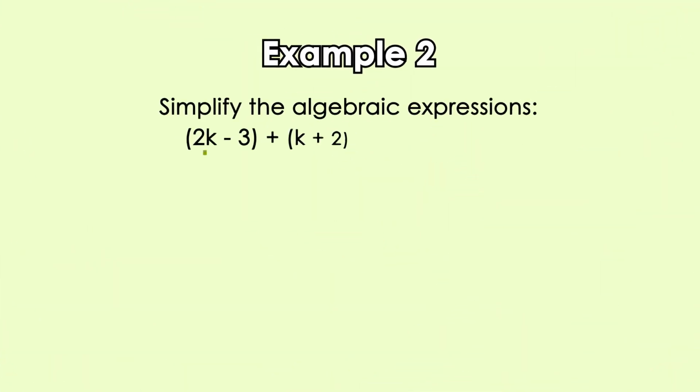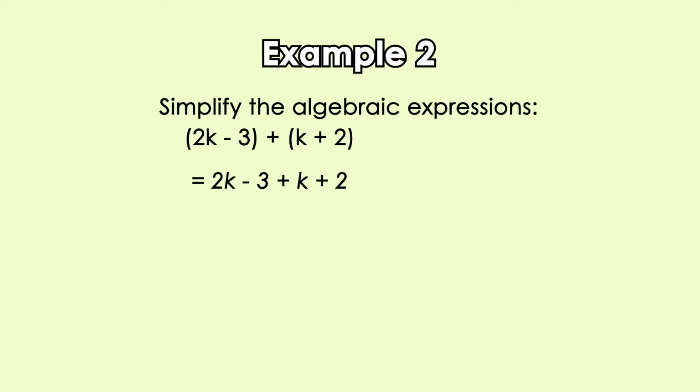The sign in front of the first bracket is understood to be positive. Therefore, the signs within the first bracket do not change. The sign in front of the second bracket is positive. Therefore, the signs within the second bracket do not change as well. Write 2k minus 3 plus k plus 2.